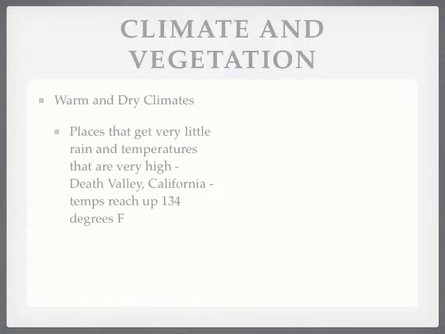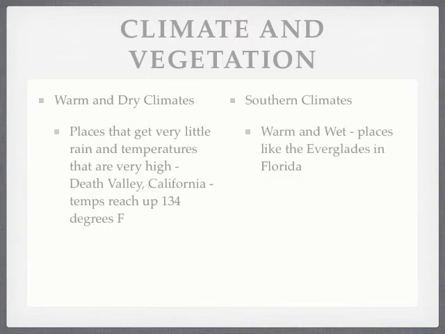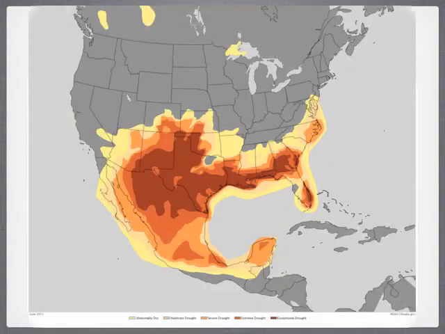Let me go back to that real quick. I went pretty quickly. Everglades in Florida. All right. Here's a map that shows the location of the warm and wet climates of North America.